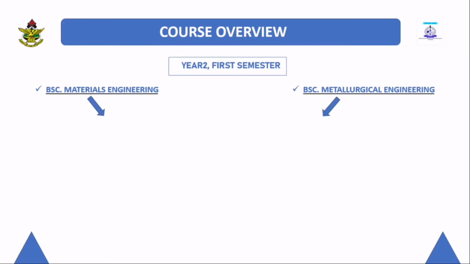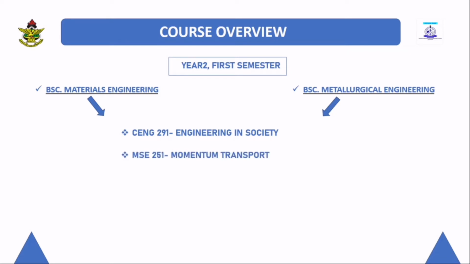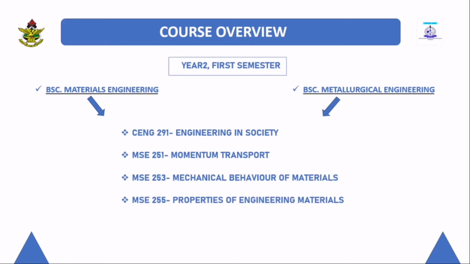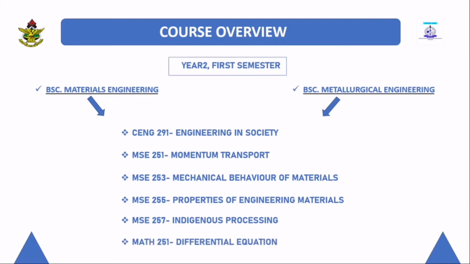So now, the first course you're going to do is CNG 291, Engineering Society. The second one is MSc 251, Momentum Transport. The third one is MSc 253, Mechanical Behavior of Materials. The fourth one is MSc 255, Properties of Materials Engineering or Engineering Materials. And MSc 257, Indigenous Processes. And Math 251, Differential Equation.